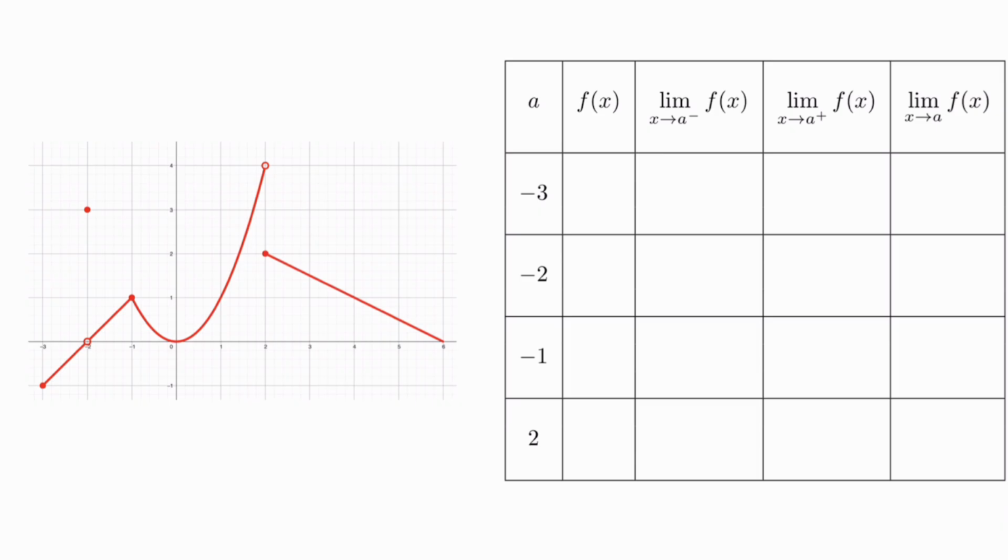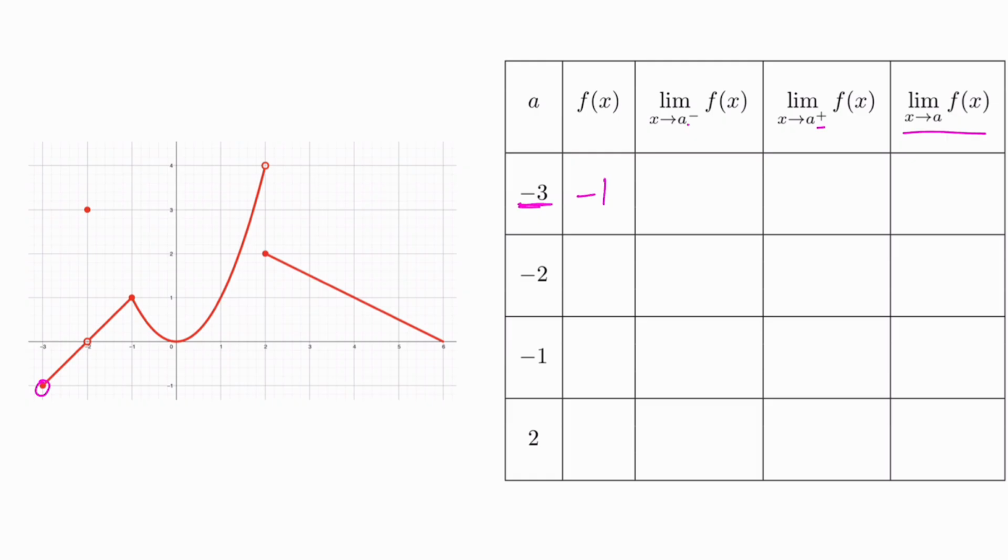So for our first question here, we're looking at the point -3, and we want to find what does f of x equal, the left, right, and total limit look like. So let's go ahead and first look at what -3 is on this graph. So we've got -3 right here, and that is a solid dot. So at -3, our y is equal to -1, so f of x is -1.